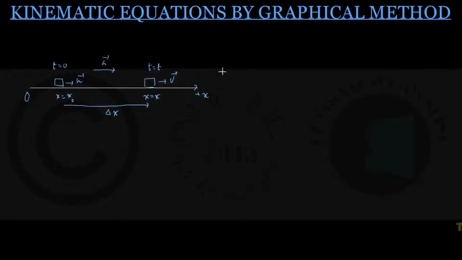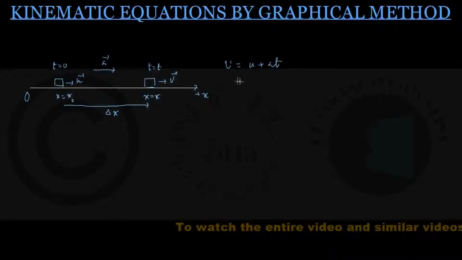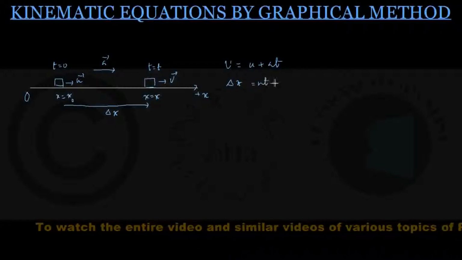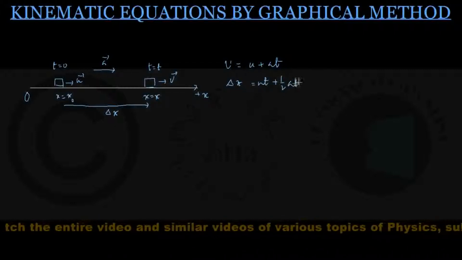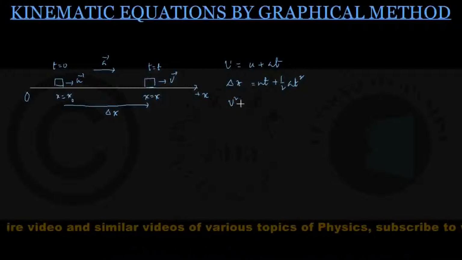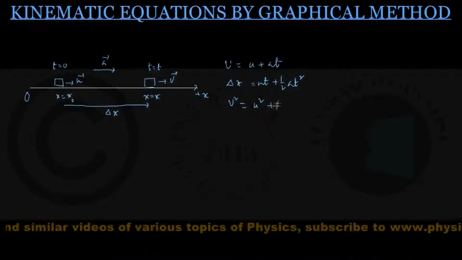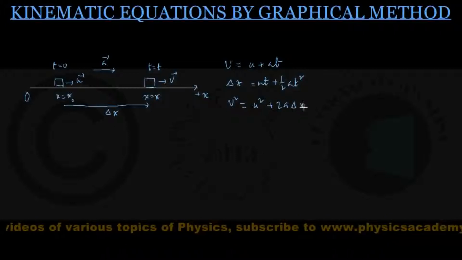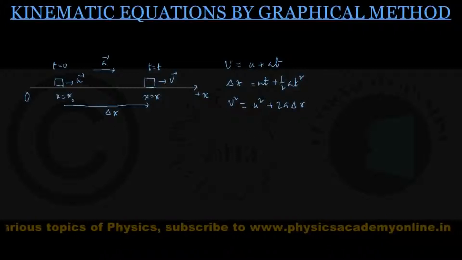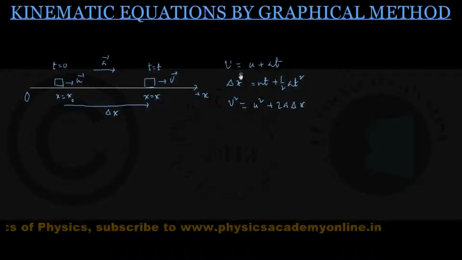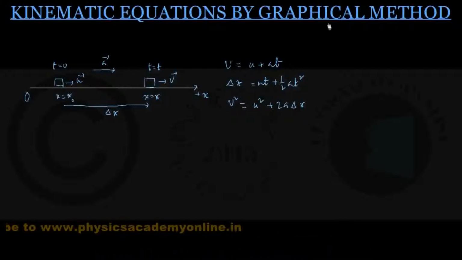We had seen from the definitions of displacement, velocity, acceleration, etc., that v is given by u plus at. Then delta x, the displacement, is given by ut plus half at square, and v square is equal to u square plus twice a into delta x. These were the three main kinematic equations we have derived that time, in addition to some other equations. We shall see if we can reach there by the graphical method.